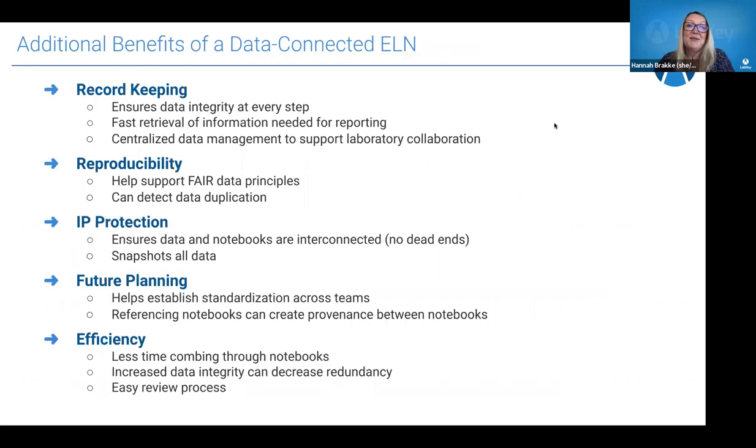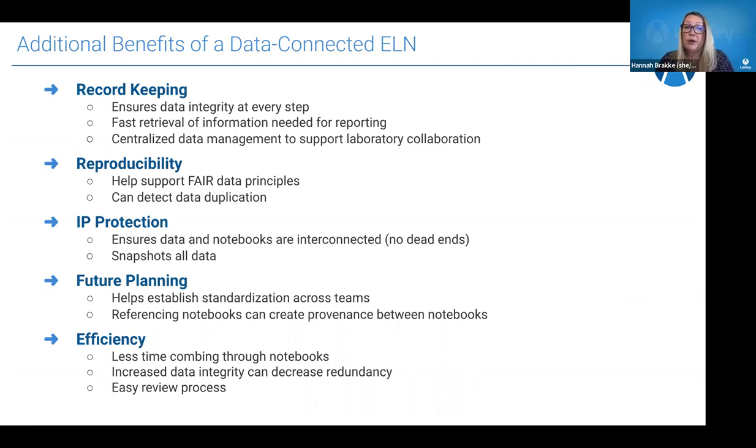And of course, there are some additional benefits to having a data connected ELN. I'm going to bring this high level to what we were talking about originally, of why notebooking in general is so important. And so that record keeping component, obviously, data connected ELNs will really ensure that data integrity at every step, not just that the notebook is authored well, but that all of the data associated with that notebook is tied in and makes sense and is accurate.